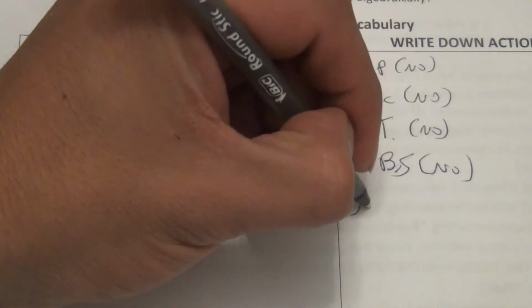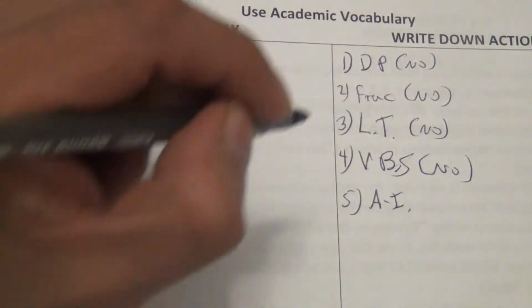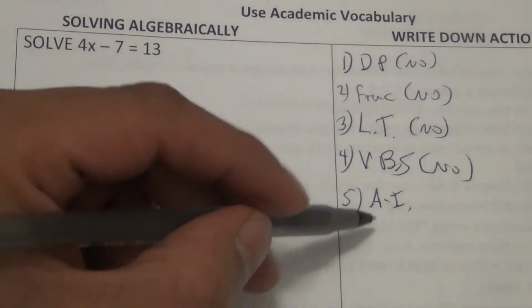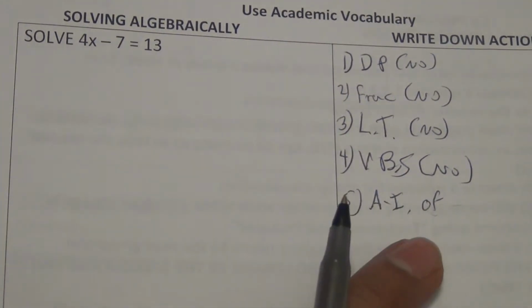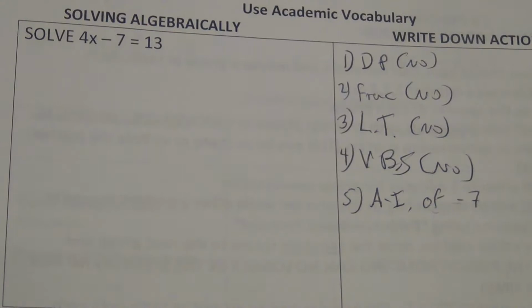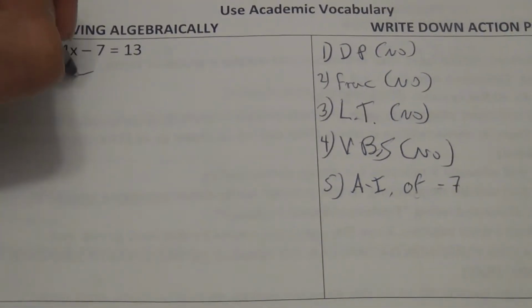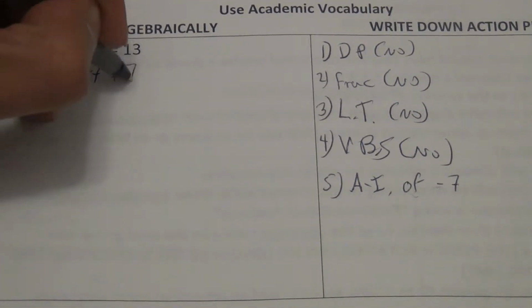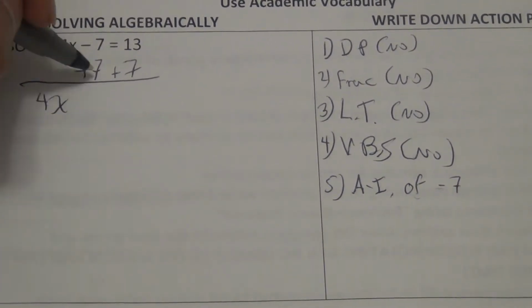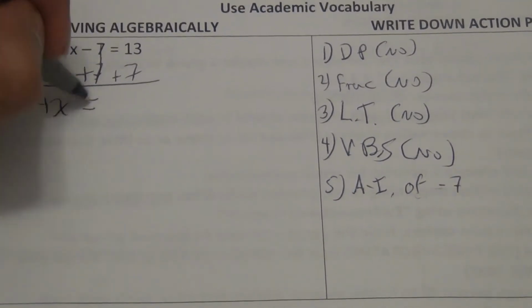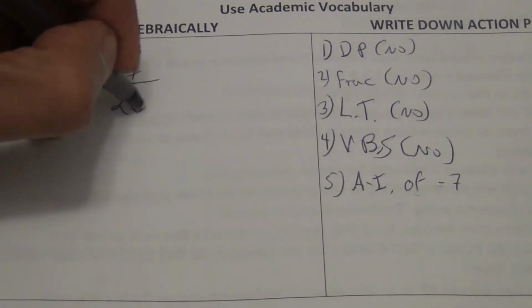And these 2 operations are nothing more than the additive inverse. Additive inverse of what? Of -7, which is +7. So we bring down the 4x. -7 plus 7 is 0. And then 13 plus 7 is 20.